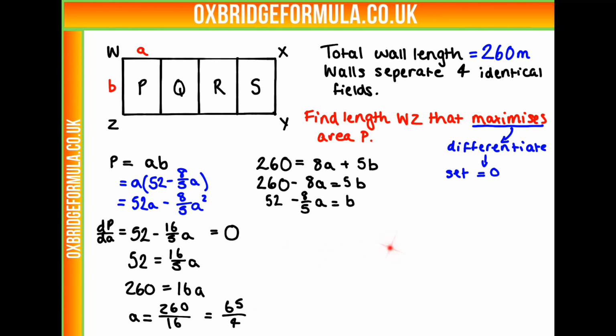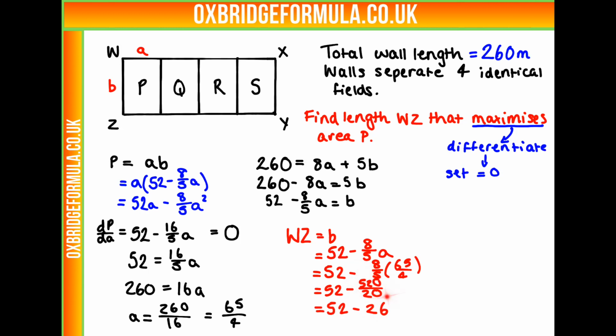The thing we're looking for is WZ, and we know that equals our length B there. We also know that B is equal to this expression, 52 minus 8 over 5A. Because we now have our value for A, we can plug this in. Just timesing those fractions together, top and bottom, we get 52 minus 520 over 20. Now this can cancel down. We just get rid of those zeros. That's 52 divided by 2, which is 26. So 52 take away 26 is 26 metres. And that is our answer, which corresponds to answer B.